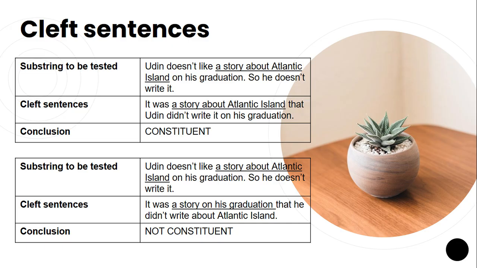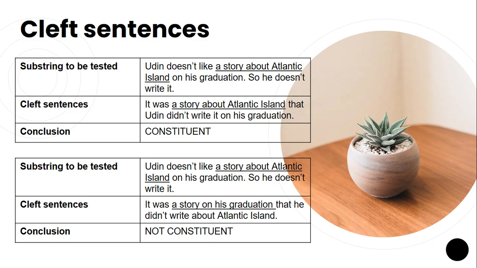Why can it be like that? Because the string of words in the focus position of a cleft sentence must be a constituent. And here, the focus is "a story about Atlantic Island," whereas in the cleft sentence in table 2, the focus is "a story on his graduation." So that is not a constituent.